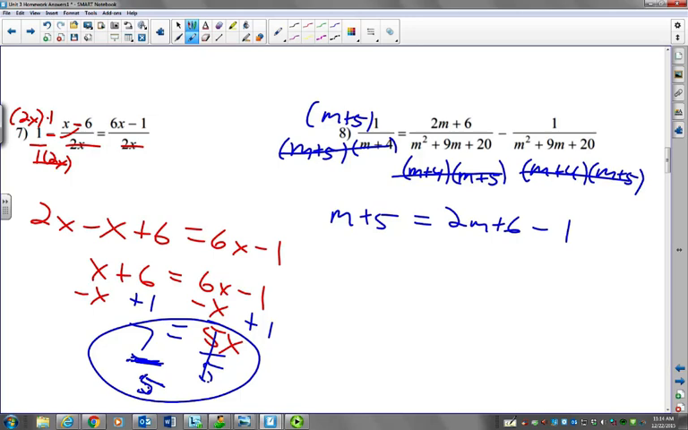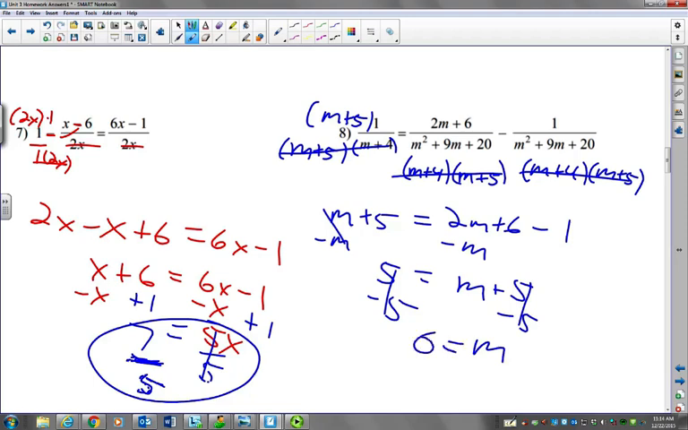So we're going to go ahead and minus m to the other side, so we keep the m's positive. So then we get m on this side. 6 minus 1 is 5, but we are going to bring down that 5. We are going to minus 5 to the other side. Whoa, the 5's cancel. So we get m equals 0, which is kind of crazy.